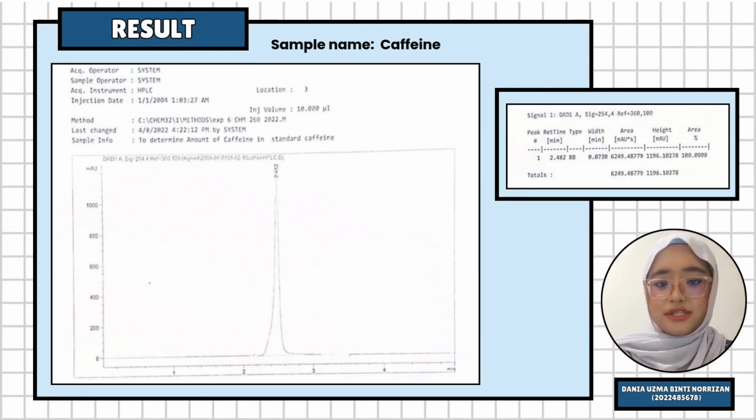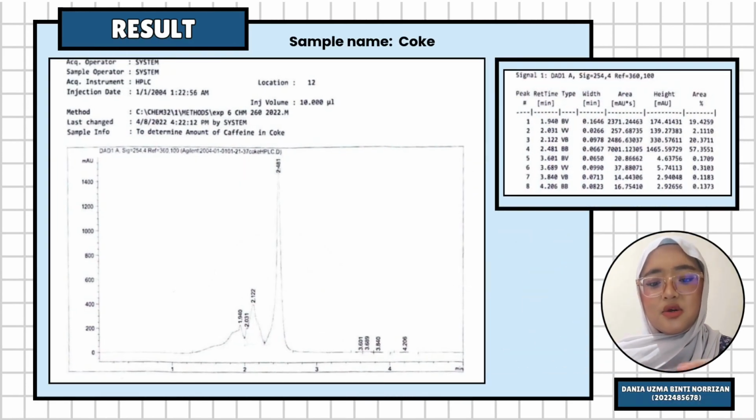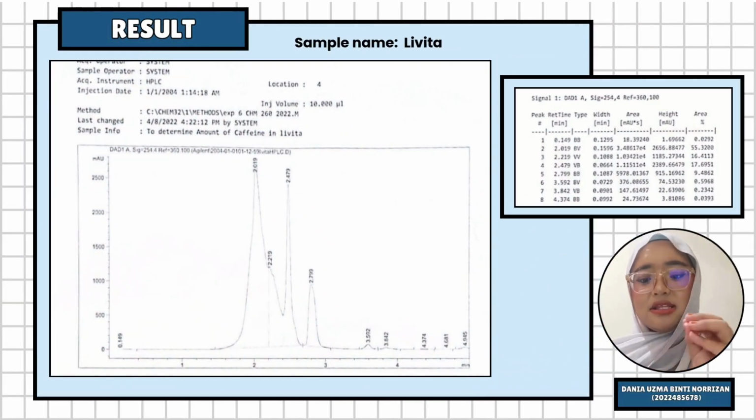So now we're going to discuss the results for the experiment. First, here we have the sample standard caffeine. The retention time is 2.482 and the peak area is 62494.8779. Next, the sample for the Coke: the retention time here is 2.481 and the peak area is 7001.12305.